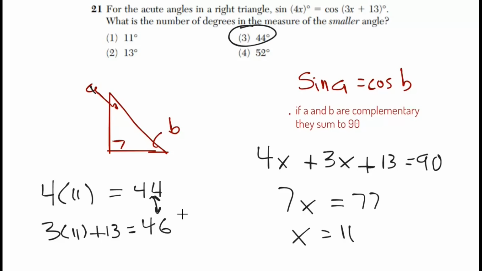So the main thing I want you to take away is this: sine and cosine are only going to ever be equal if A and B add up to 90 degrees.